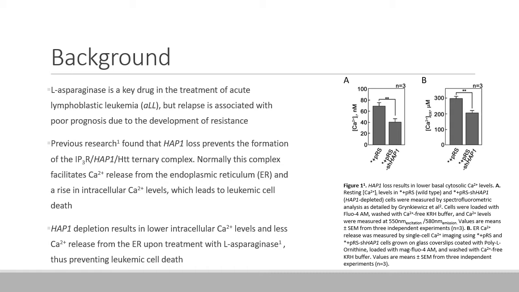The HAP1 depleted cells are on the right column of each figure. This data from the previous study shows that when HAP1 depleted cells were treated with L-asparaginase, they released less calcium from the ER and had lower intracellular calcium levels than the controls, thus preventing leukemic cell death and causing resistance to L-asparaginase.